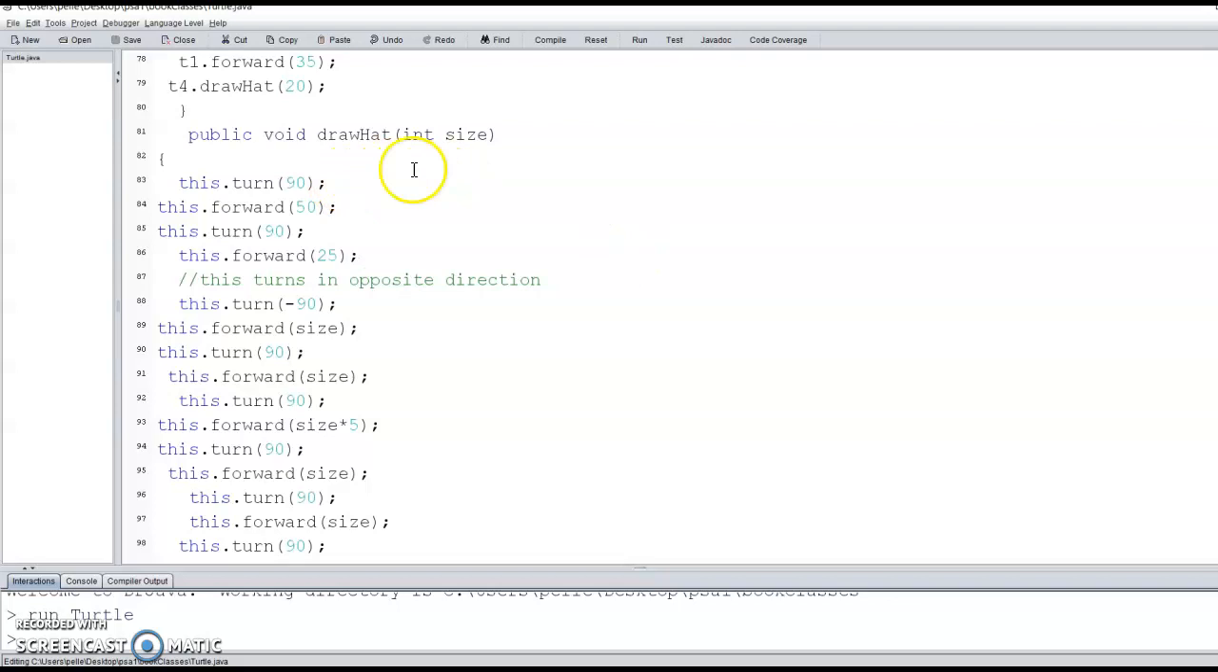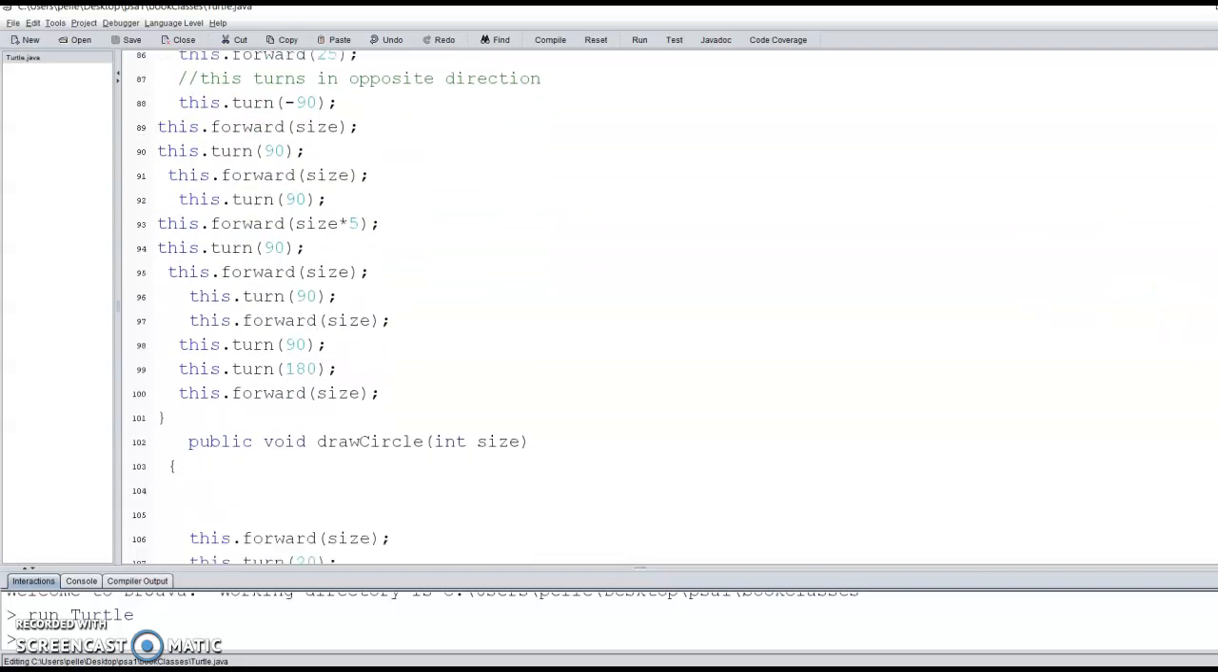Over here is going to be the hat. It's basically called for my object to turn 90, go forward 50, turn 90. Basically, it just draws the shape of the hat. Then I put it in the comments here that this turns in the opposite direction. That just lets me know that I am working on the other side of the hat.